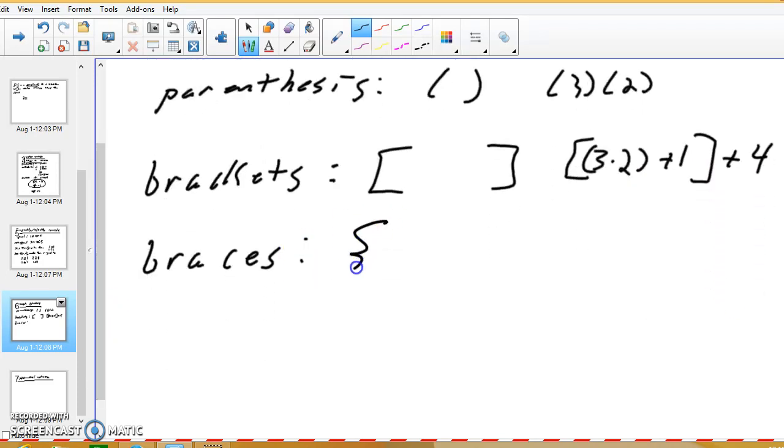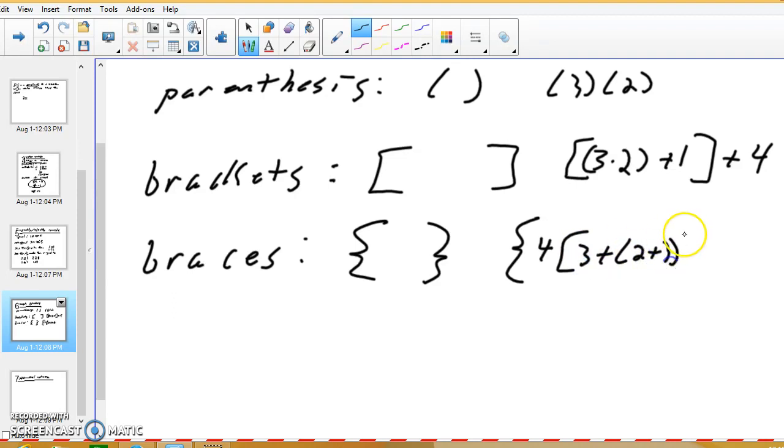And then the last one is braces. Again, this is just another grouping symbol. Say you wanted to group something inside something else, you could use these braces. And then braces will also be used in other forms of algebra and higher levels of math, but we won't get into those right now. But for now, we're just going to treat it as another grouping symbol.